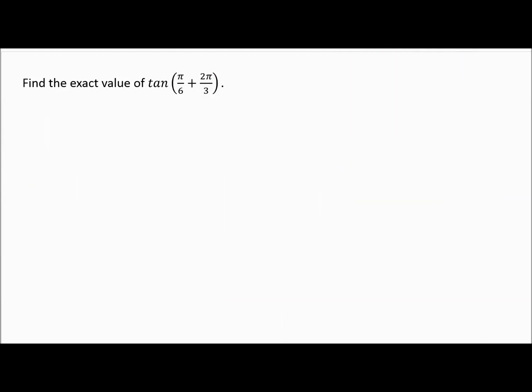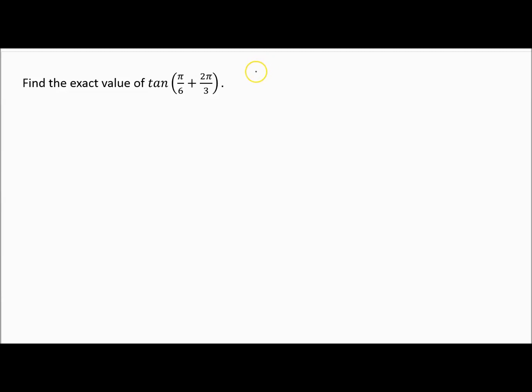So I'd like to do one more problem in part 2 of our video. Now that makes for a long video, but find the exact value of tangent of pi over 6 plus 2 pi over 3. It's not tangent of each of them by any means.